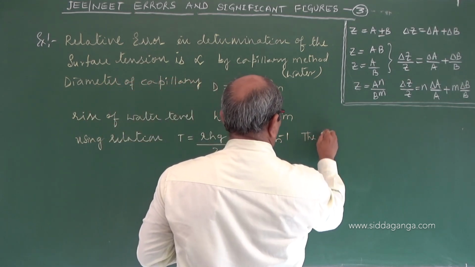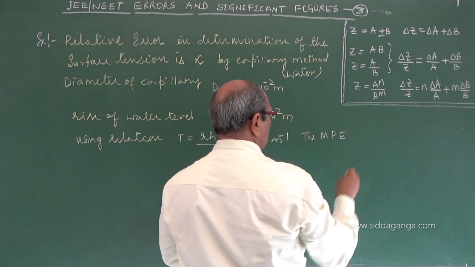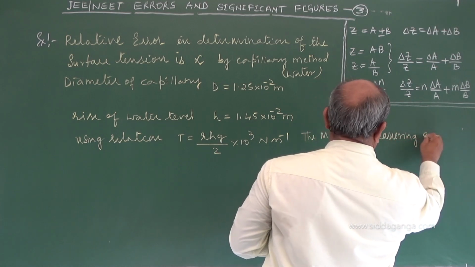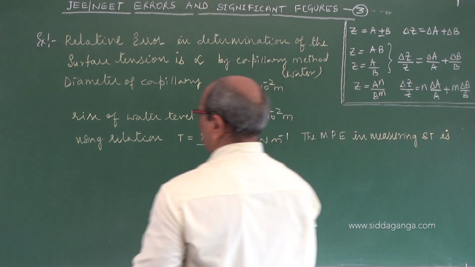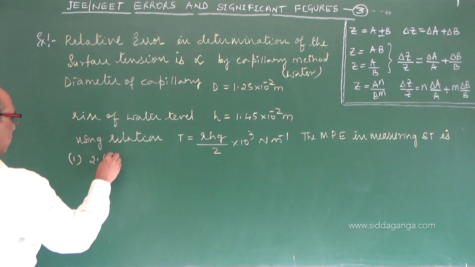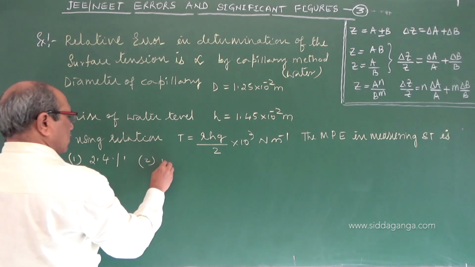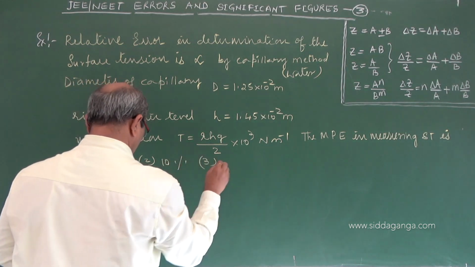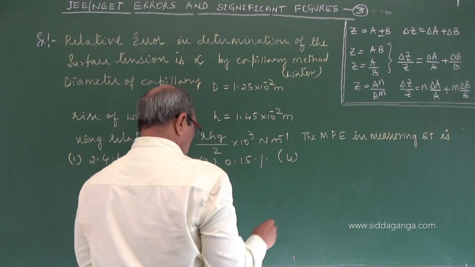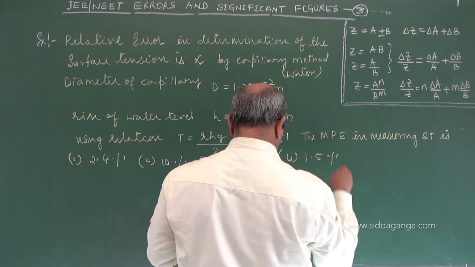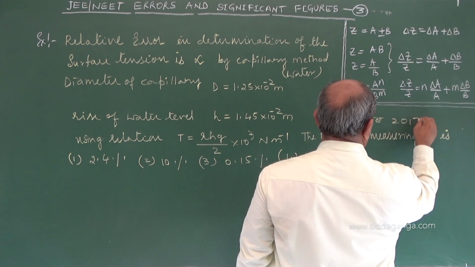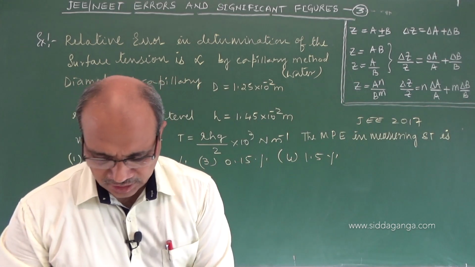The maximum possible error in measuring surface tension is, 4 options are there: 2.4%, 10%, 0.15%, and 1.5%. This question appeared in JEE 2017.